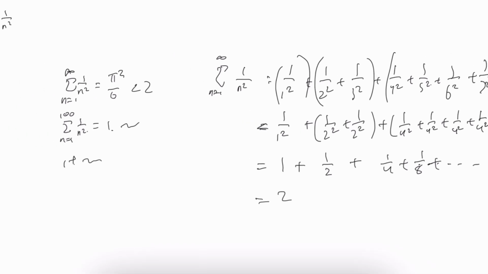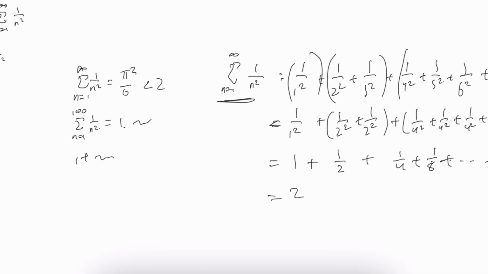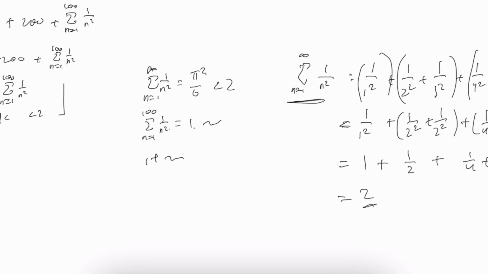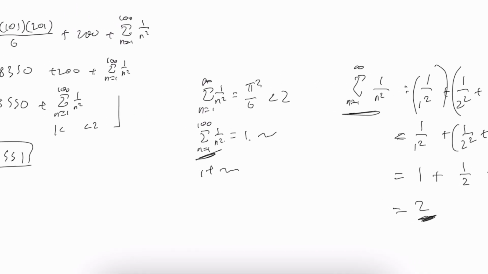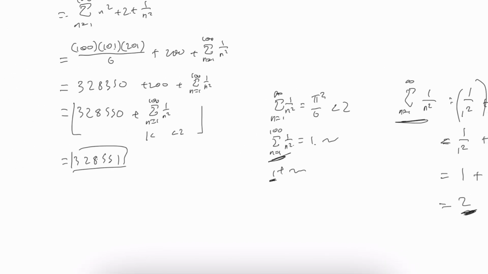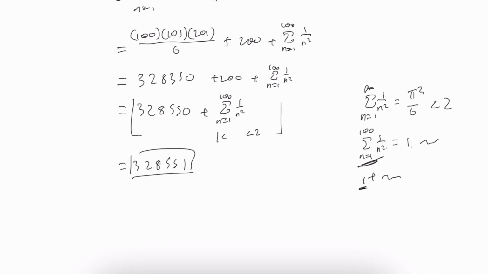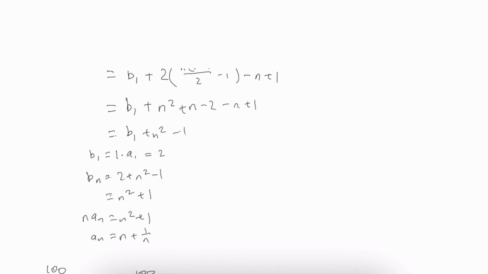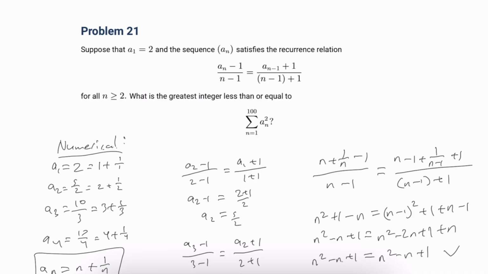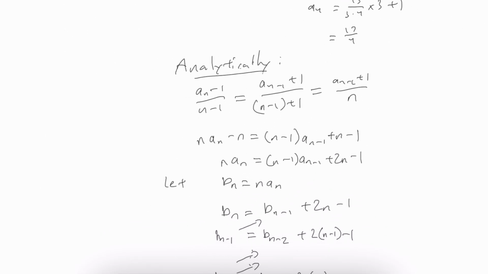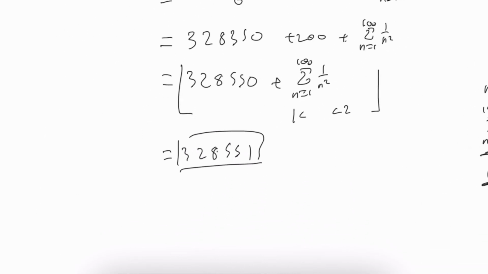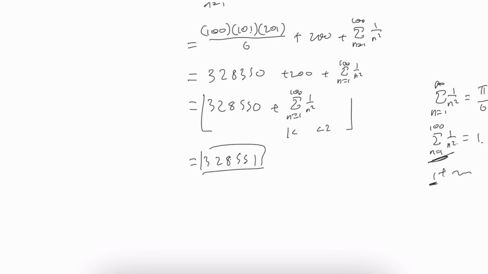And so you can still upper bound this infinite sum by 2, so that means this first 100 terms is also upper bounded by 2, and because 1 is contained in the sum, we know that it will equal 1 plus some trash. But again, we only care about the lower bound, right? Greatest integer less than or equal to it. So we get our final answer of 328,551.